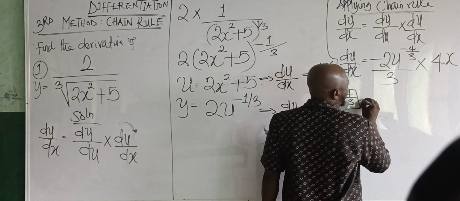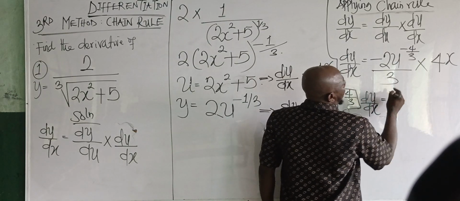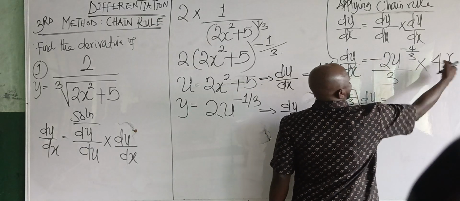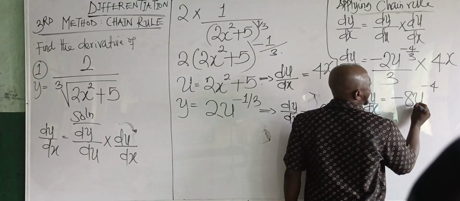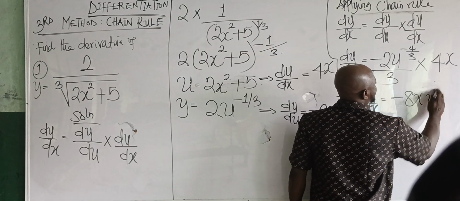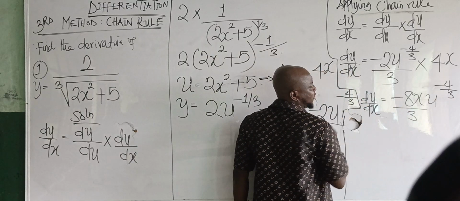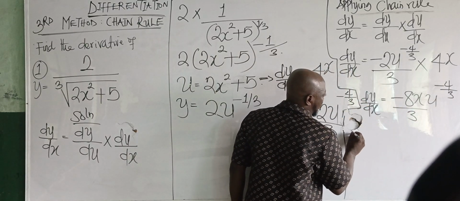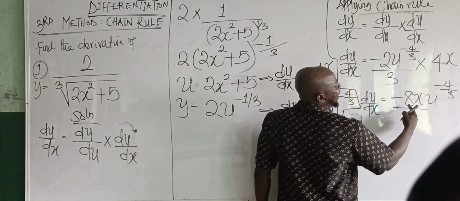Now going further, I know that my dy dx here will give me, this one will affect the numerator. So when you do that, we're having minus 8u raised to the power of, remember there's x, please. Let's start with x. I have this, then raised to the power of minus 4 over 3 here. Don't forget we have our over 3 here. So now we have dy over dx here.